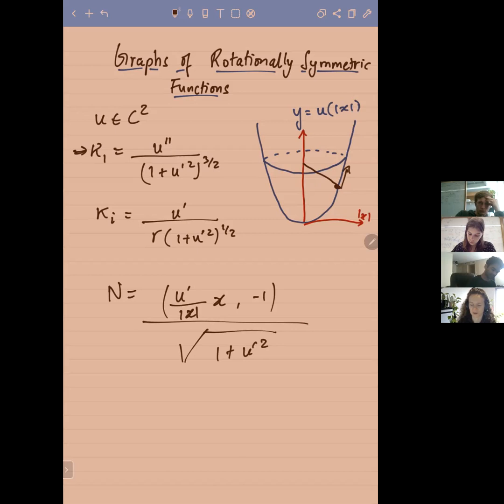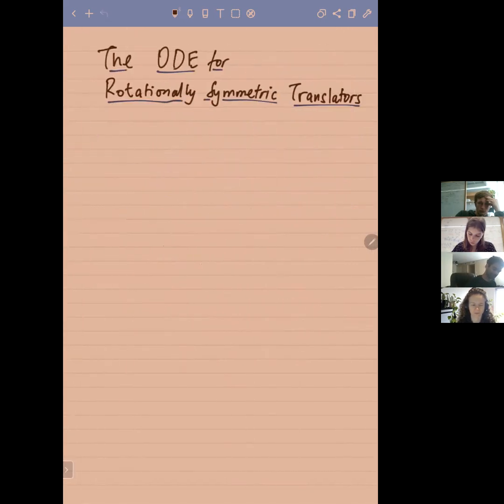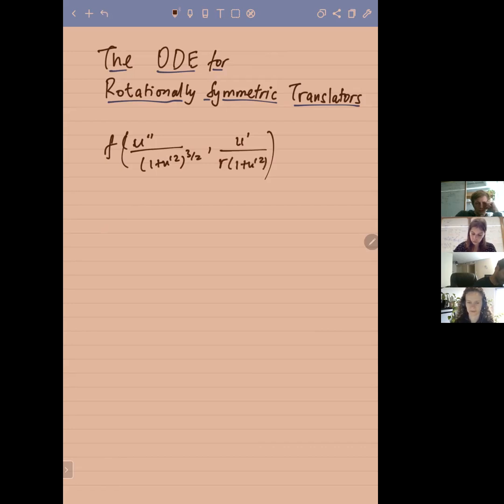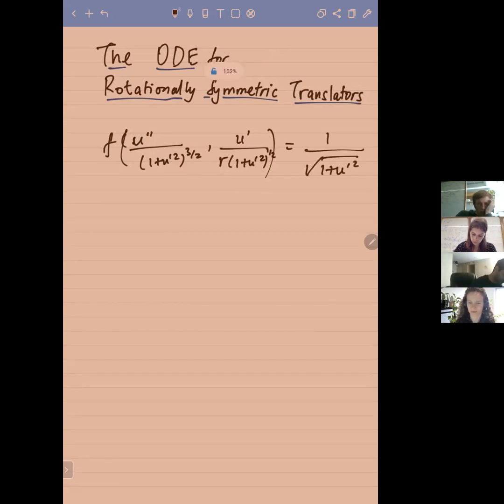So if you put these together in the translator equation, what you get is f of the curvatures, which is, so the first one is u double prime over 1 plus u prime squared to the 3/2, comma, we'll just do n equals 2. The second one is u prime over r times 1 plus u prime squared to the half, equals 1 over square root 1 plus u prime squared. Okay, and so just do n equals 2. Also, we'll simplify for our purposes. We'll just say alpha equals 1, so that we can see what concretely the equation looks like, and then maybe I'll just say a few words about how I solve this problem.